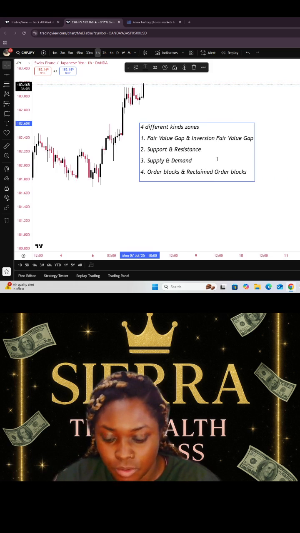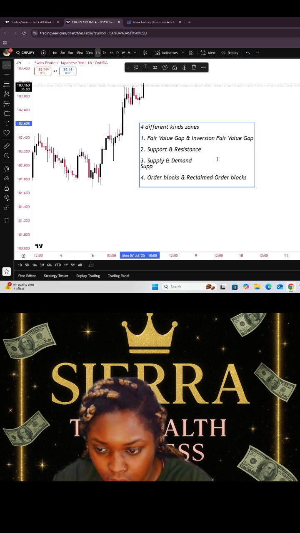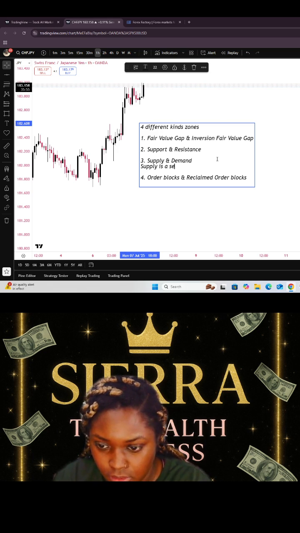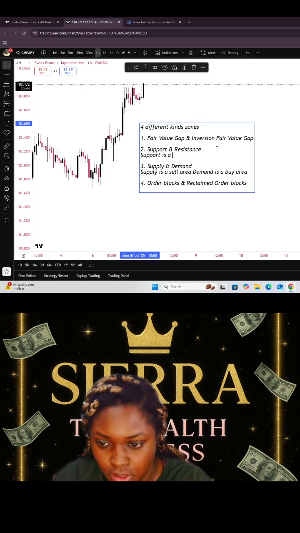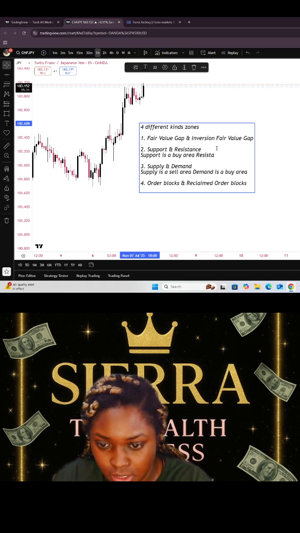All right, so, but with this one, let's do this. Supply is a sell area. And demand is a buy area. Okay, and support is a sell area. I'm making sure I'm saying that right. Support is the floor. Support is a buy area. And resistance is a sell area. Okay?